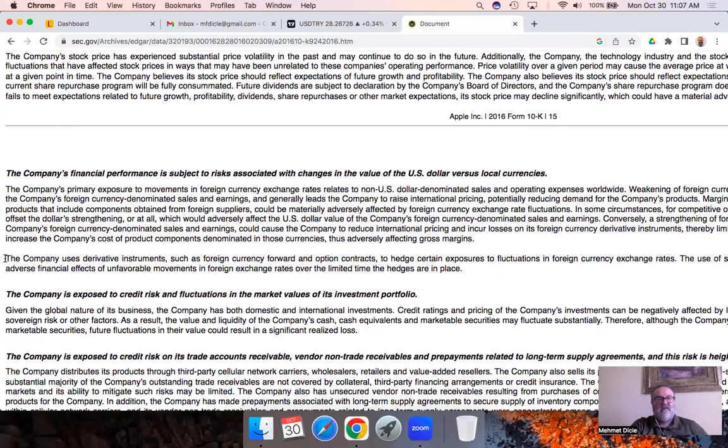So they say the company uses derivative instruments such as foreign currency forward and option contracts to hedge certain exposures of fluctuating foreign currency exchange rates. And this is a very common technique in that they do combine forecasting and predictions and the usage of derivatives. What they do basically is create these forecast models for quarterly sales and operations, and then they hedge anything above and below within a range of their expectations.